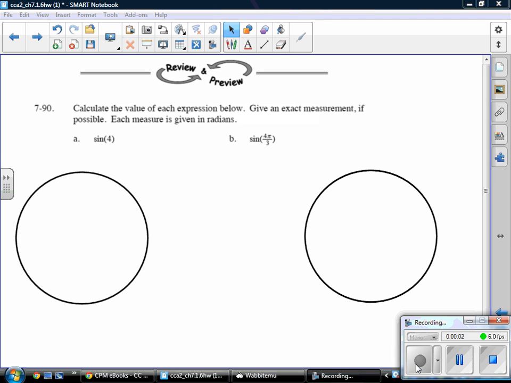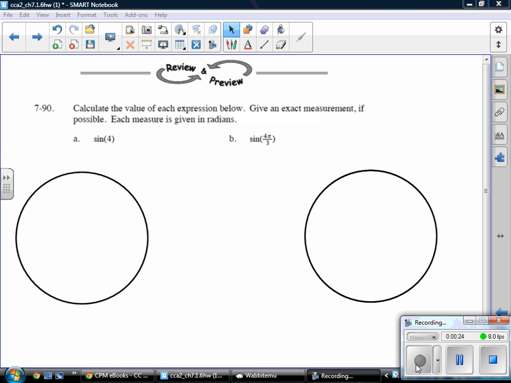This is problem 7-90. Calculate the value of each expression below. Give an exact measurement if possible. Each measure is given in radians. Part A, sine of 4. Although there's no pi in the parentheses, it says it's given in radians. So that 4 really means 4 radians.